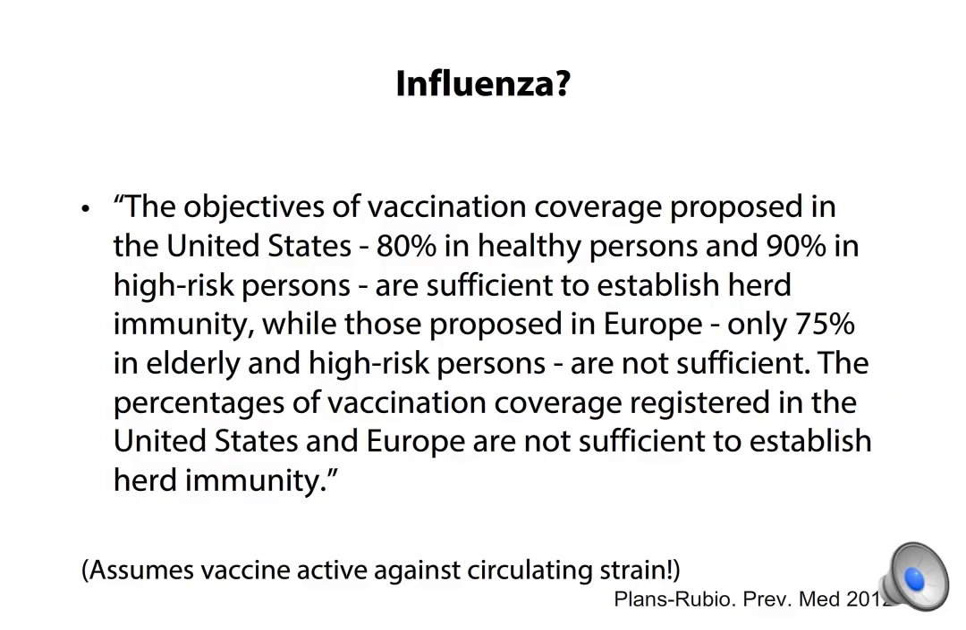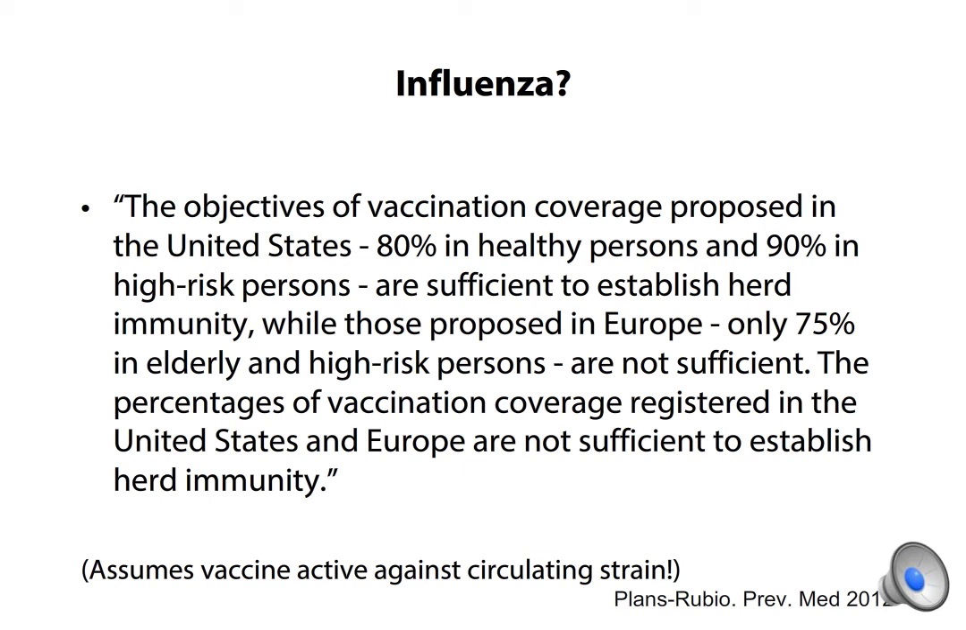So an important question is, well, what about influenza? Because influenza is a tremendous concern for a future outbreak. So this was Plans-Rubio's study, and that was published in Preventive Medicine in 2012. This was a modeling study, and it assumes that vaccination would be active against the circulating strain of influenza. Influenza vaccine doesn't prevent all cases, but it does reduce the severity of the cases and also reduces transmission.